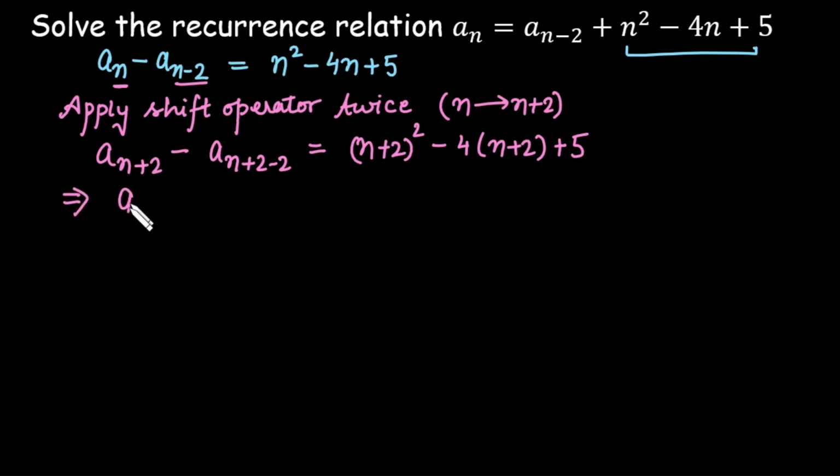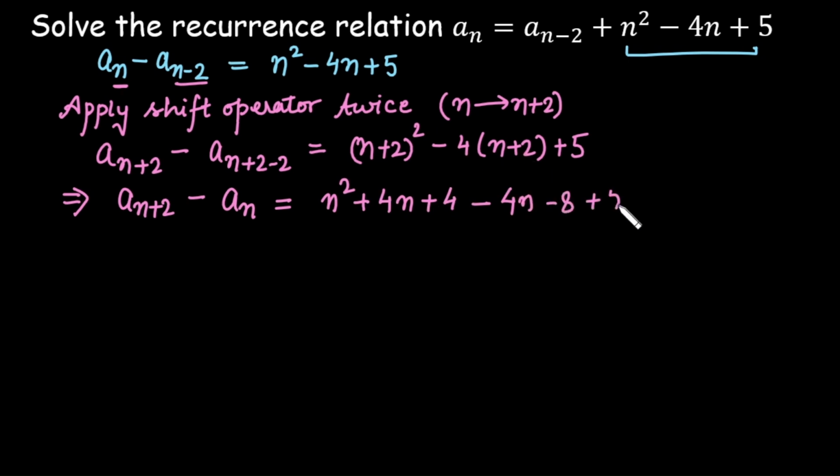This implies a_{n+2} minus a_n is equal to, expand this, we have n square plus 4n plus 4 minus 4n minus 8 plus 5. This 4n gets cancelled with this one. We have n square minus 4 plus 5, that is plus 1.